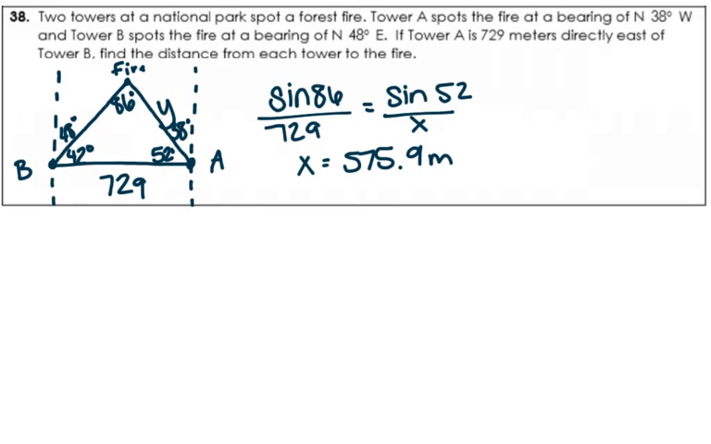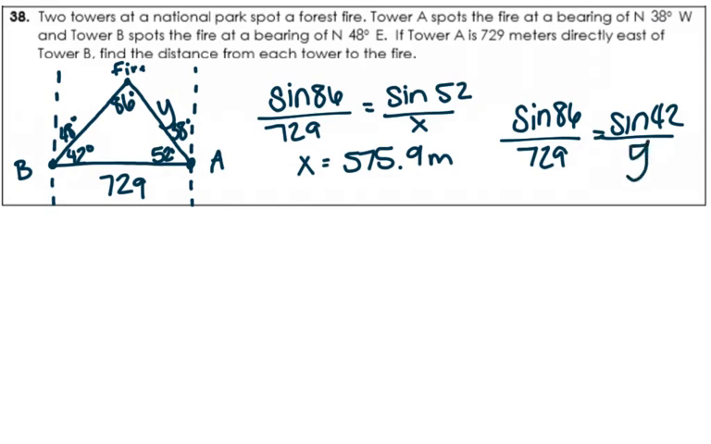And then to find y, I'm going to do the law of sines again. I'm going to cross multiply. I'm going to get y by itself. Alright, so Tower A is 489 meters away, and Tower B is 575.9 meters away. You can go back and watch videos if you need to.